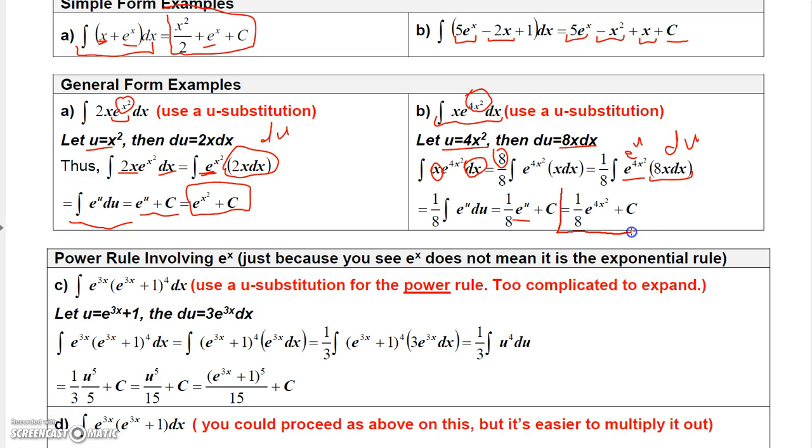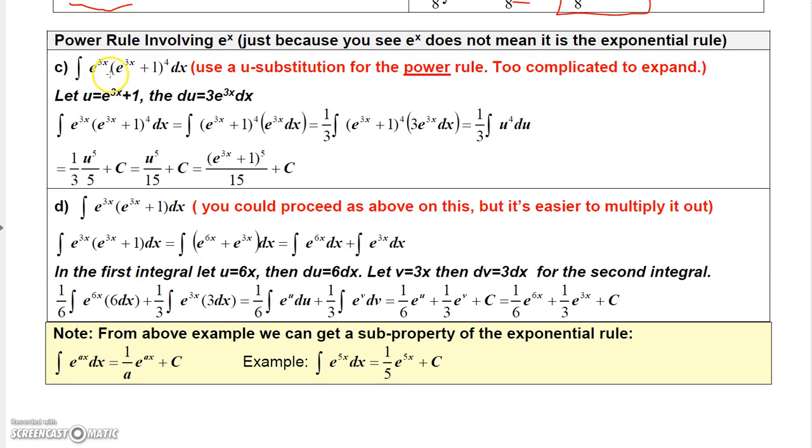So I get 1/8 e to the 4x squared plus a constant. Now, this next example is to show you that just because you see an e or e to a power, that doesn't mean you're going to use the exponent rule.